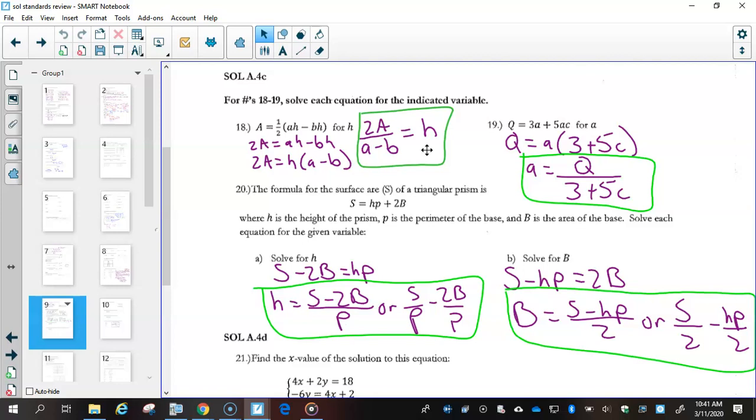For 19, you should have gotten A equals Q over 3 plus 5C. 20A was either one of these, S minus 2B all over P, or S over P minus 2B over P. And then 20B was either one of these, S minus HP over 2, or S over 2 minus HP.